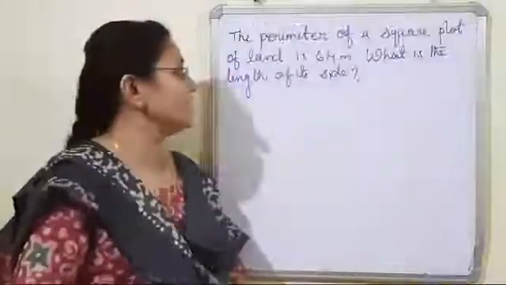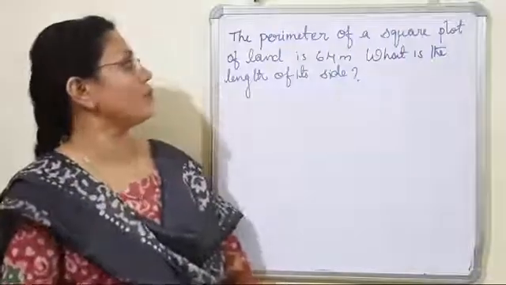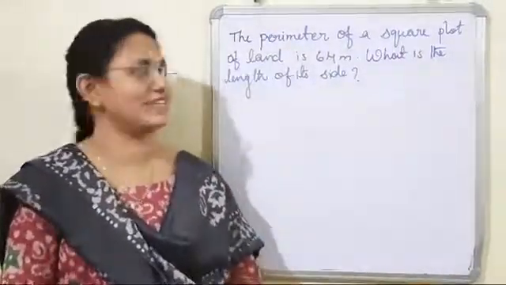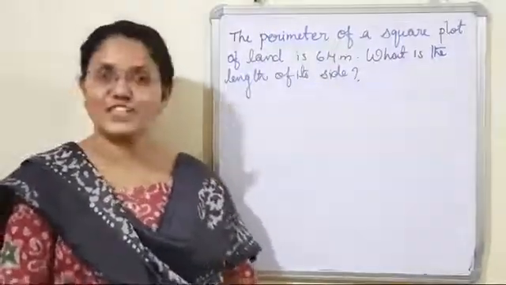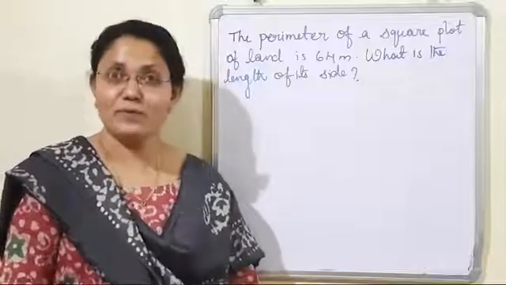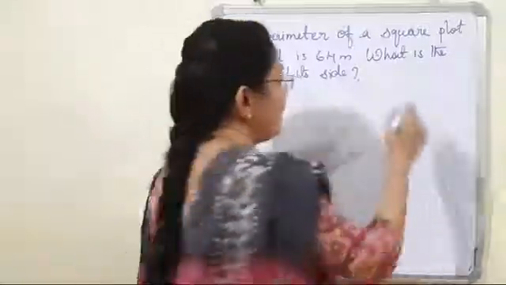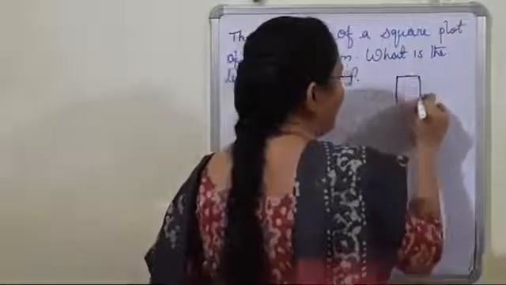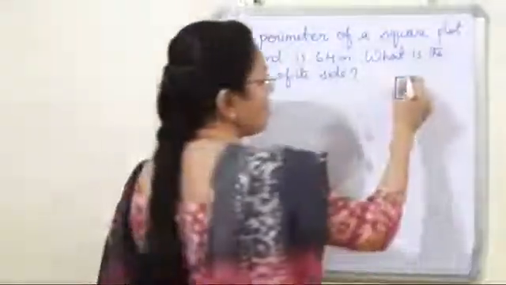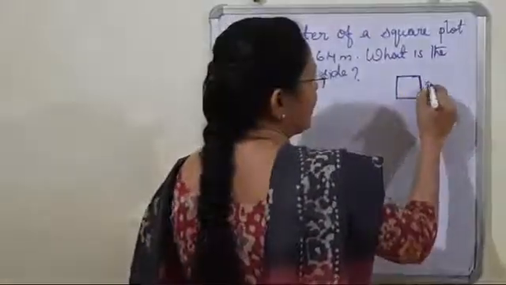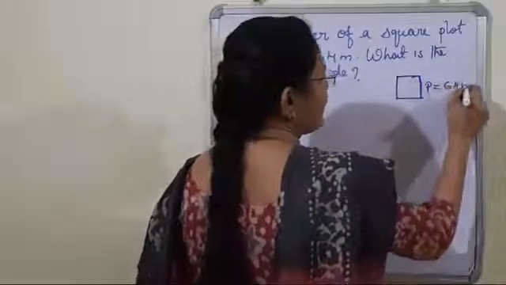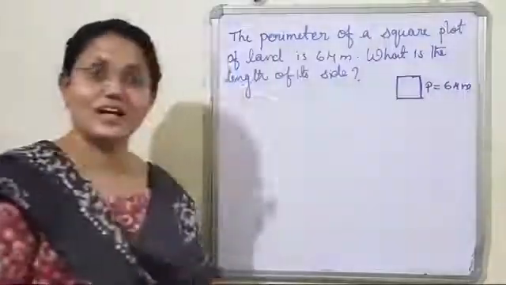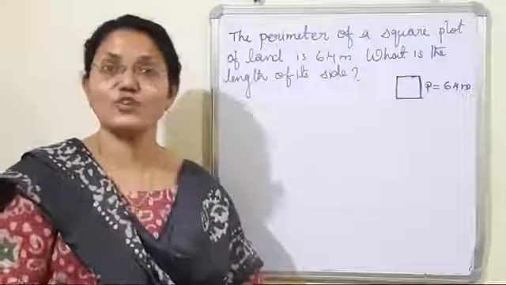Okay. Dear children, the perimeter of a square plot of land is 64 meter. What is the length of its side? The perimeter of a square plot, you know that in a square plot all sides are equal. This is the square plot of land. Its total length is what? Its total length is 64 meter. We should find out what is the length of one side.